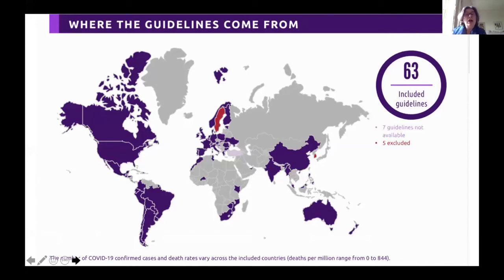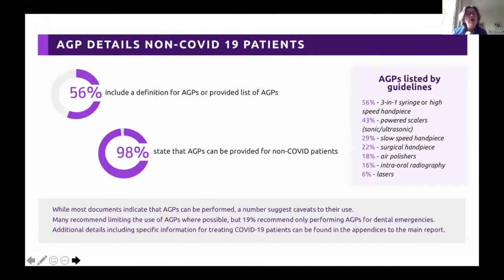Sorry, not 63 countries, 63 guidelines, because, look at the size of the UK. There were actually 4 documents from the UK alone, which I'll come back to in a moment. What we searched the guidance documents for was information around AGP. The first thing we looked at is whether or not they included a definition of an AGP. Actually, 56% of them did.